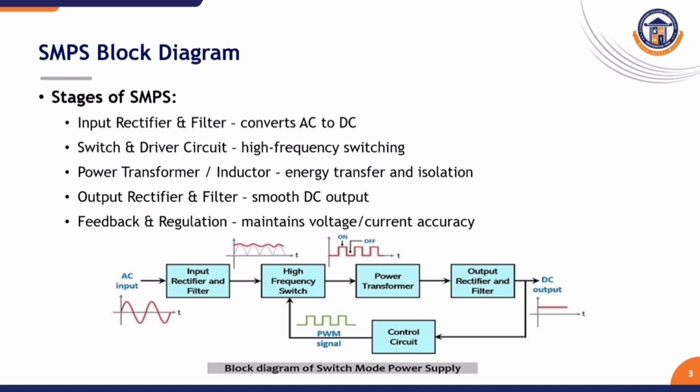The next one is the output rectifier and filter. The high frequency AC is converted back to DC and filtering gives a smooth output voltage. The next one is the feedback and regulation mechanism. The output voltage is sensed and fed back to the control to adjust the duty cycle, ensuring constant output even if the input or load changes.